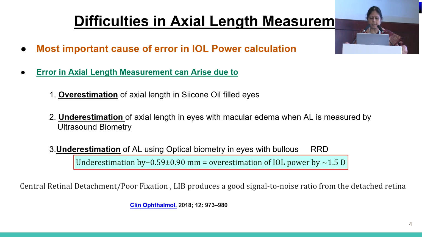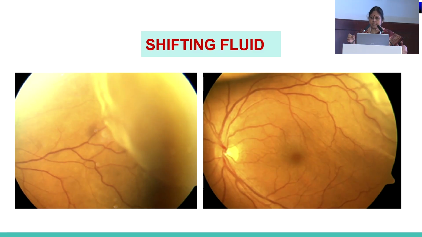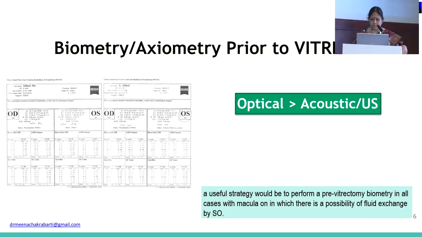And again, an underestimation of the axial length while using the optical biometer can occur in dealing with a patient with a very bullous rhegmatogenous retinal detachment. This is because the laser produces a good signal-to-noise ratio from the detached retina, and when there is so much separation between the retina and the retinal pigment epithelium, you get an underestimation of the axial length. In such a situation, it is best to perform the axial length measurement with the patient lying down, when the shifting fluid shifts to the periphery of the vitreous cavity, and you get a good axial length measurement.